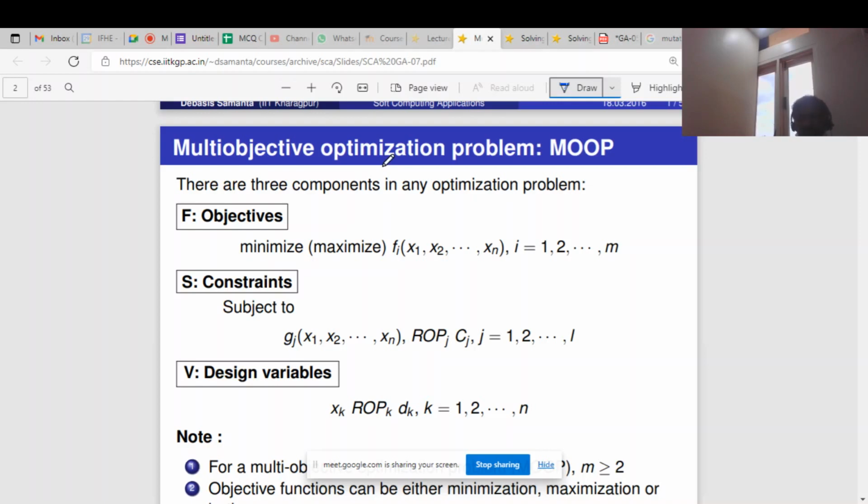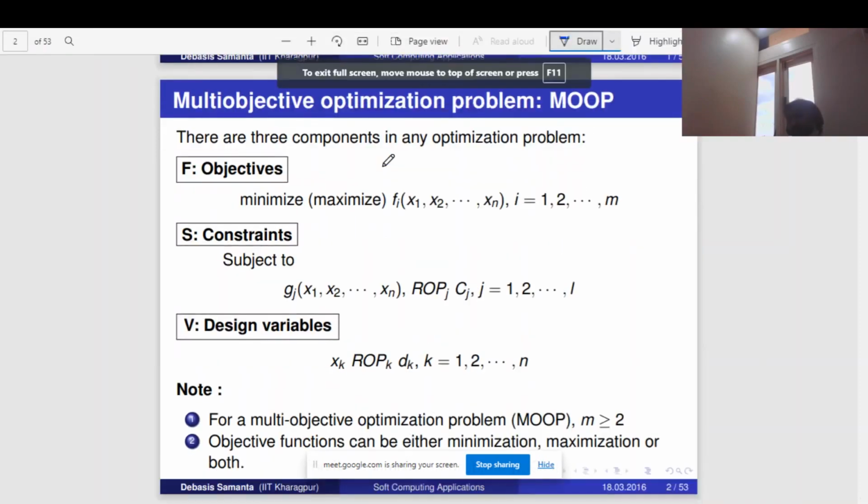So basically it is an optimization problem, but it is a multi-objective optimization problem. What is meant by that? So far we have discussed optimization problems where there is only one objective function. But in real time, most of the optimization problems will have multiple objective functions. Such optimization problems are called multi-objective optimization problems.